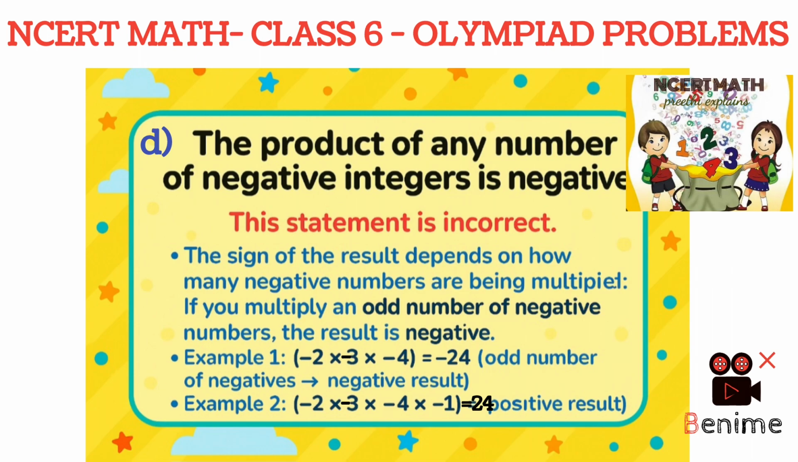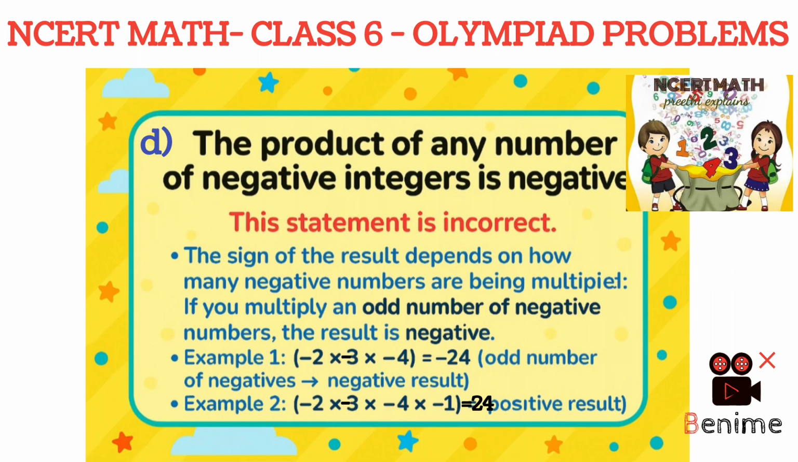So shall we see the examples? Example 1 is minus 2 into minus 3 into minus 4. So minus 2 into minus 3 will be 6. Then 6 into minus 4 will be 24, and the sign will be plus into minus, which is minus. So an odd number of negatives gives a negative result.